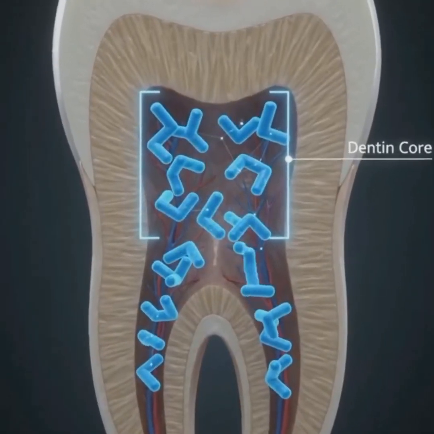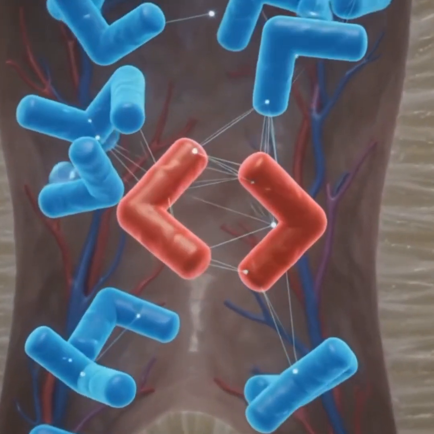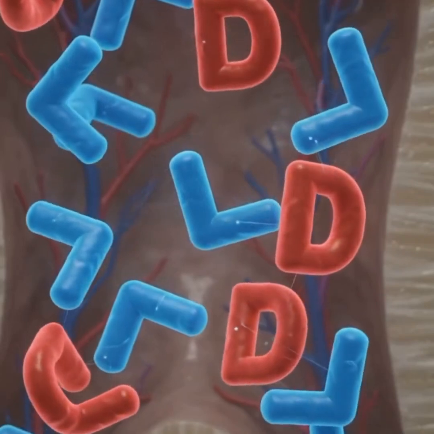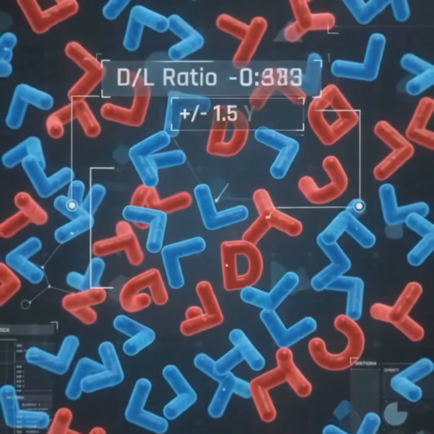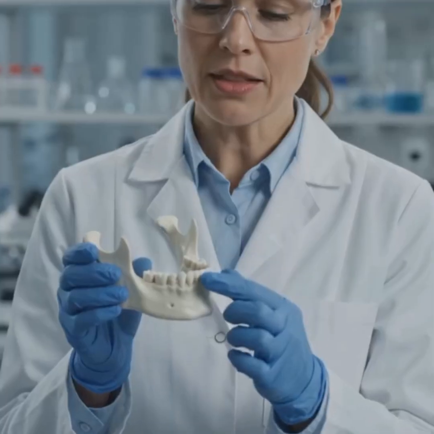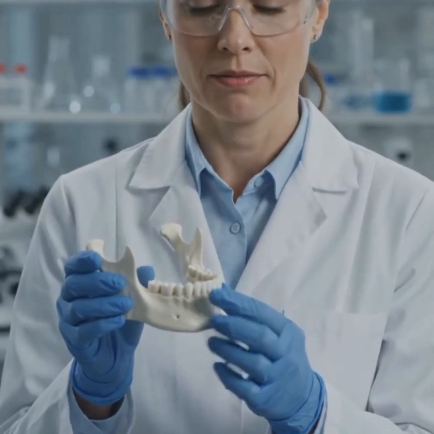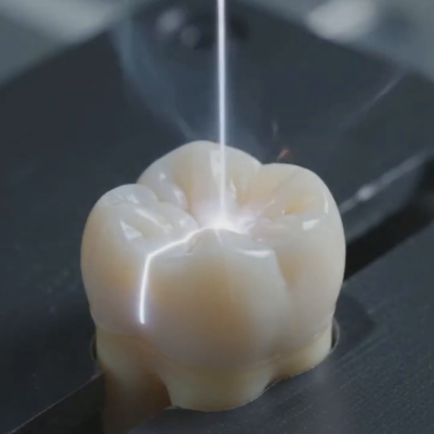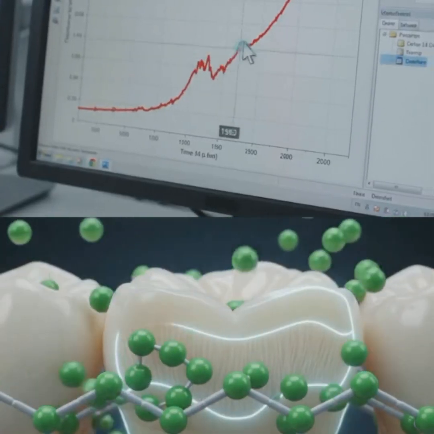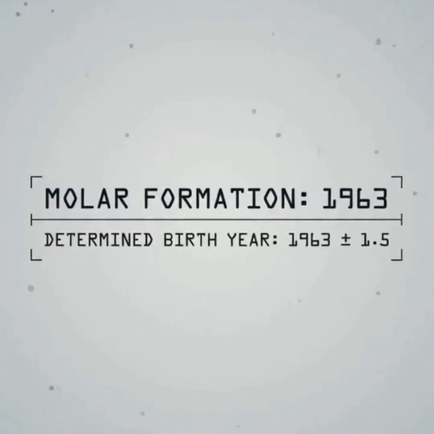Inside the stable dentin core of a tooth, L-aspartic acid slowly converts into the D enantiomer over time. This ratio estimates age with high precision. Teeth hold a time capsule of our atmosphere. Enamel traps carbon-14 when it forms. We match this to the bomb pulse curve. This pinpoint reveals your exact birth year.